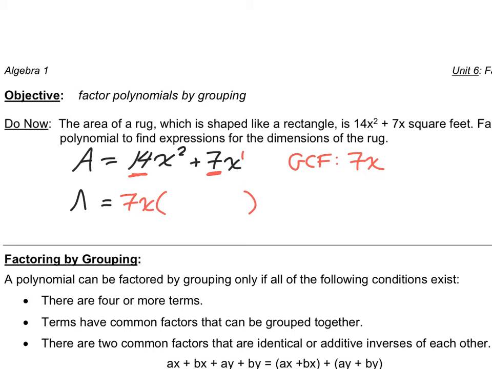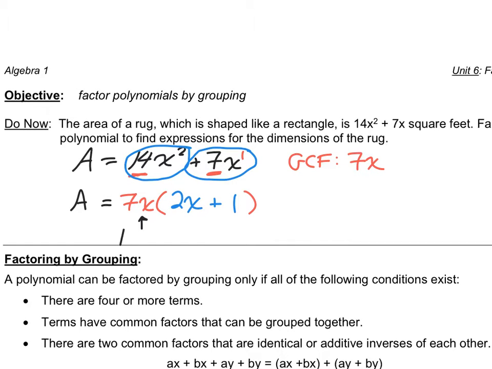In order to figure that out, we're just going to take each of these two terms and divide them by 7x. So 14x squared divided by 7x is 2x. Positive 7x divided by 7x is positive 1. And we're looking for the dimensions of the rug, so we got our factors. Our dimensions would be 7x and 2x plus 1.